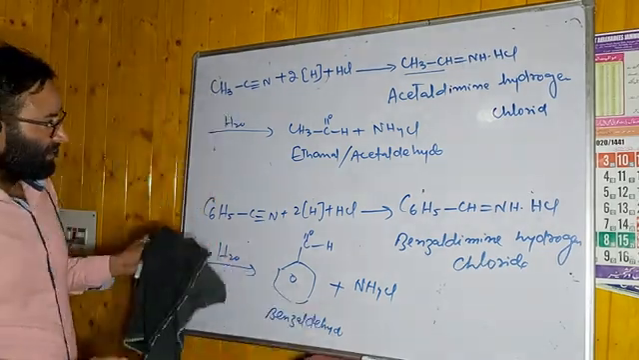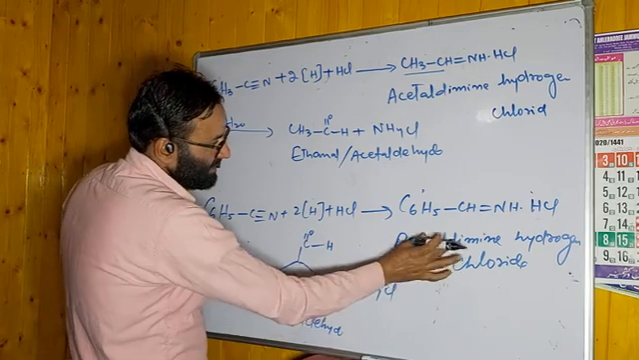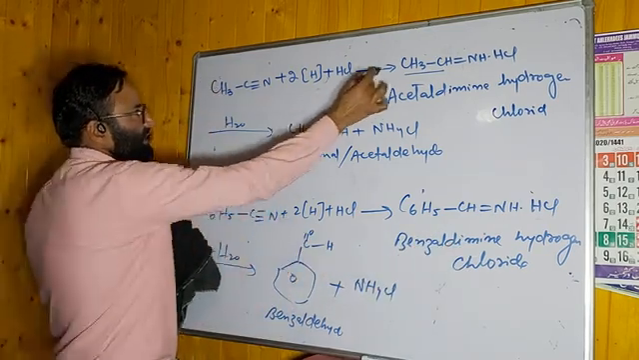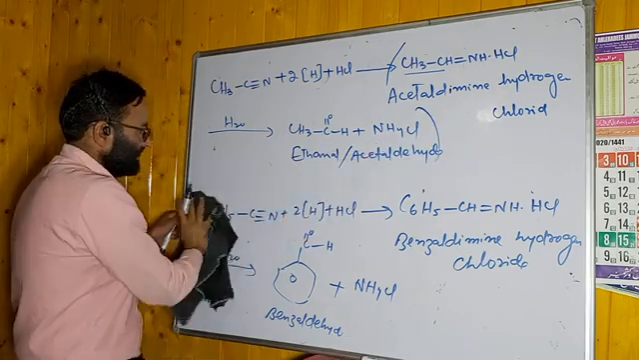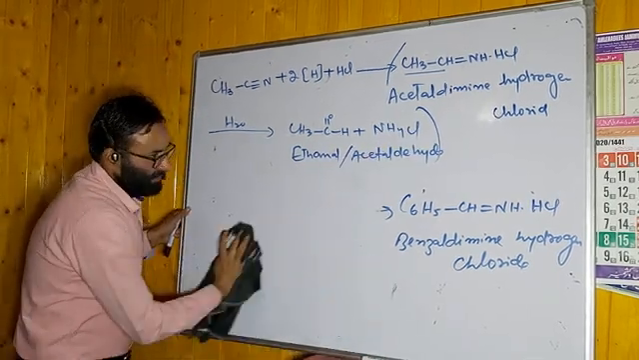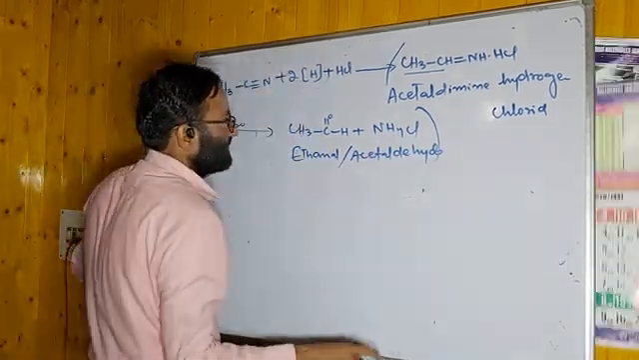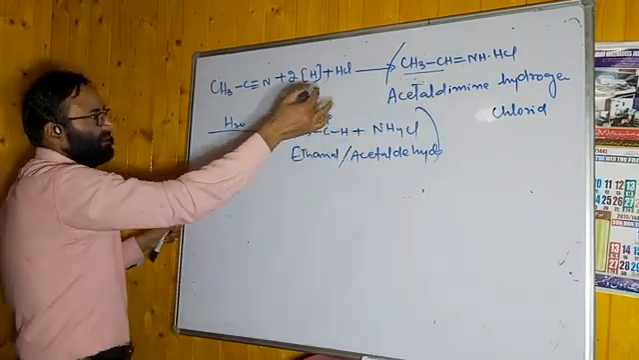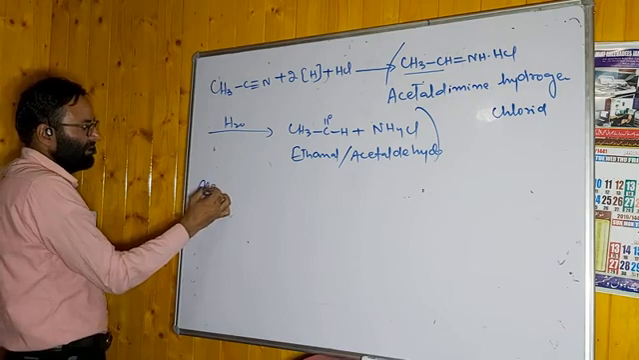I will show the mechanism of this part, how the imine is being converted into the aldehyde. The mechanism of this step, how it takes place. This is simple. Now you have to see this one, how it is being converted. Imine is converted into the aldehyde mechanism.